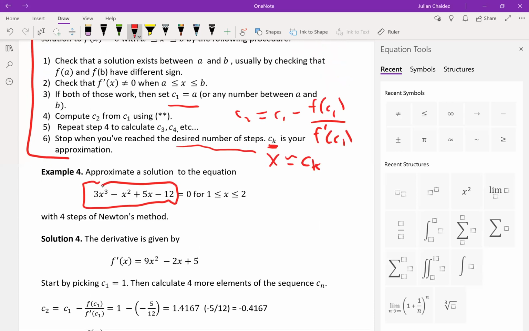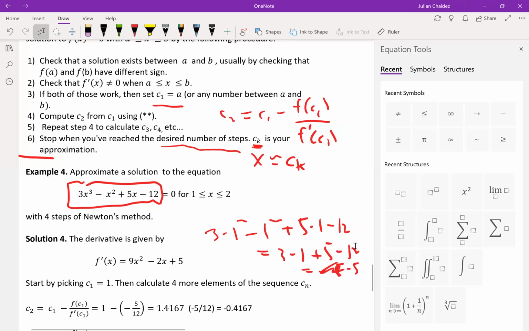The first thing I should do is check, which I kind of skipped in the method above, that there is a solution between 1 and 2. So if I plug 1 into the function, I get 3 times 1 cubed minus 1 squared plus 5 minus 12. That is 3 minus 1 plus 5 minus 12. Sorry, wait, that's 8 minus 13, which is negative 5. Great.